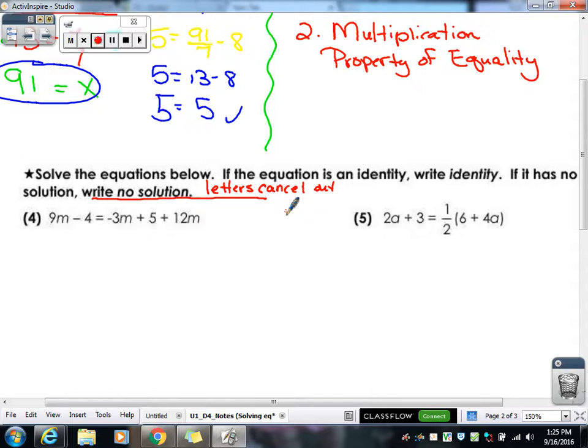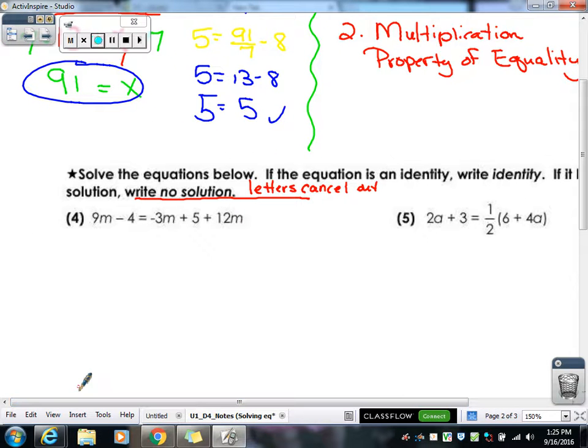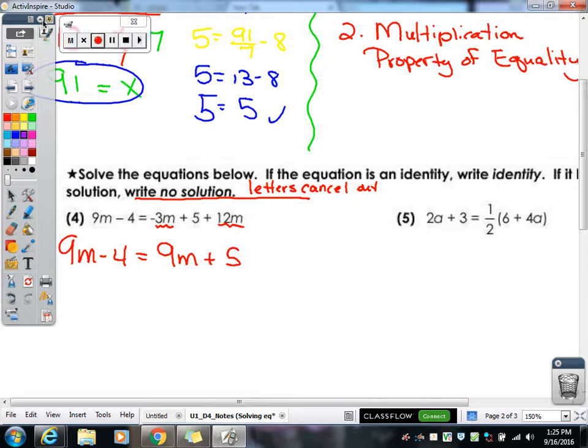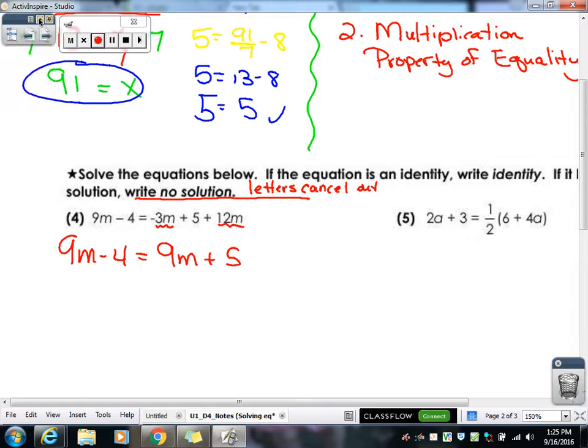We'll still do our DCV. There's nothing to distribute. So we're going to combine our like terms. Here I'm going to combine the m's. So I get 9m minus 4 on this side. 12m minus 3m is 9m plus 5. This is how you know when your letters cancel out, because they match on both sides. When I do my V part, my variable, and I try to minus 9m from both sides, well, when they're the same exact number, of course, they just disappear. They cancel out.